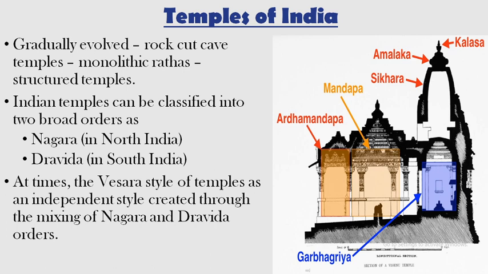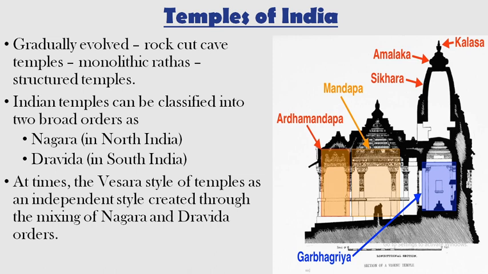Imagining you don't know what is a kalasha, what is an amalaka, what is a shikara, what is a mantapa and garbhagriha, we will be dealing with all these parts in our next slides. So how did these temples of India evolve? Initially, when you saw the Indus Valley civilization or the Mauryan or post-Mauryan, and we have also covered the Gupta period, we saw the emergence of cave architecture, and in the Gupta period we saw five different phases of temple evolution.